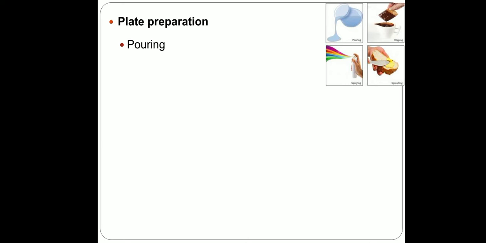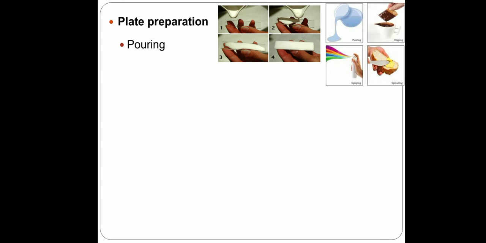Types of plate preparations. First one is pouring. For preparing any plate, first we have to prepare a slurry. Silica gel slurry is prepared. That is, to silica gel water is added to prepare a semi-solid slurry.